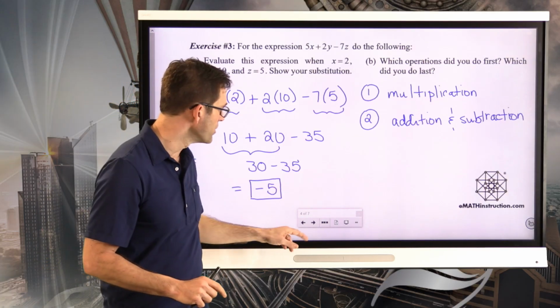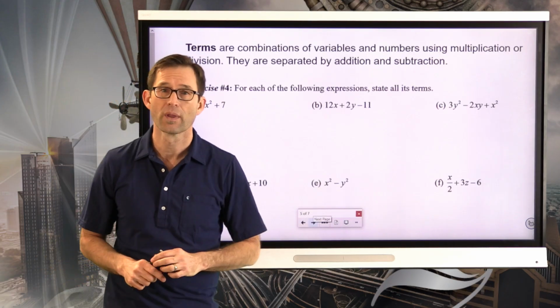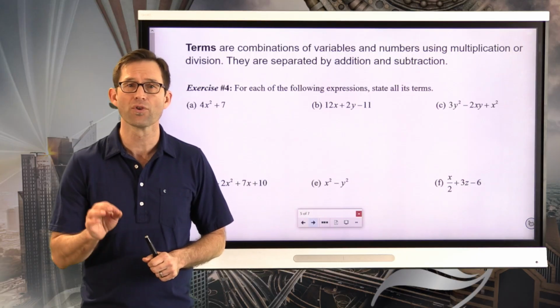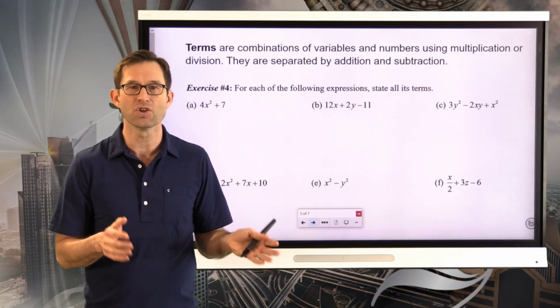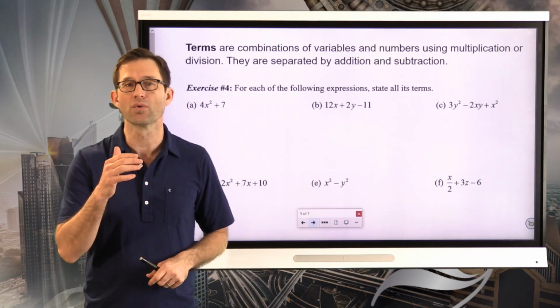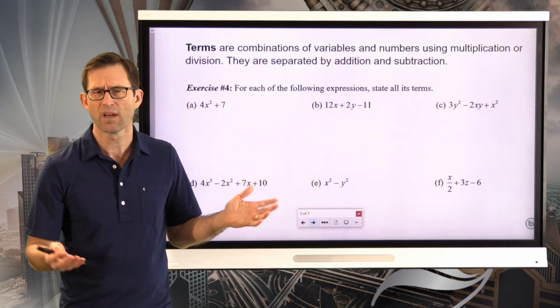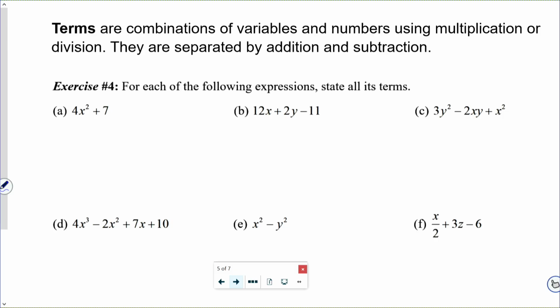Now, why is this important? It's important because it gets into something that we call a term. And terms are just combinations of variables and numbers using multiplication or division. They're always separated by addition and subtraction. Now, terms get more and more important as you go on in math, all right? But it's interesting because, let's take a look at exercise number 4. It says, for each of the following expressions, state all of its terms, right?